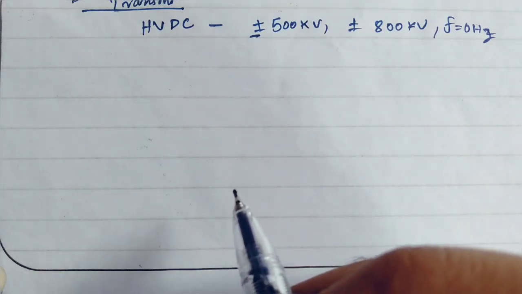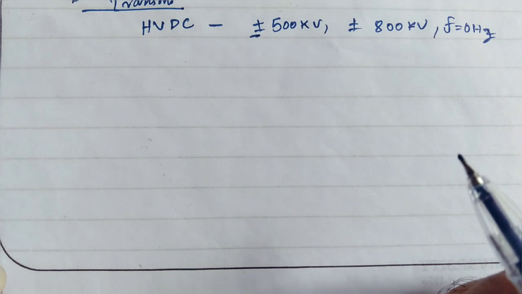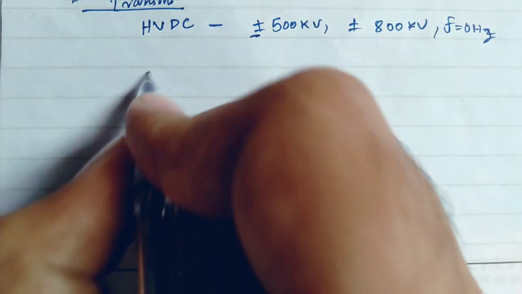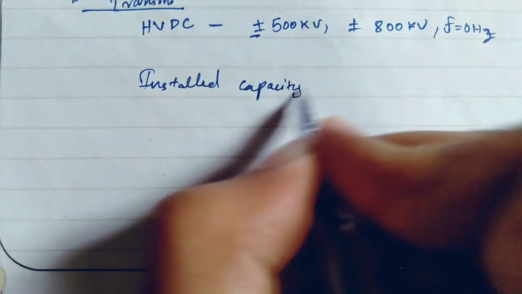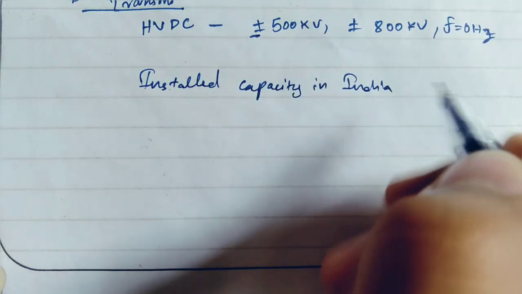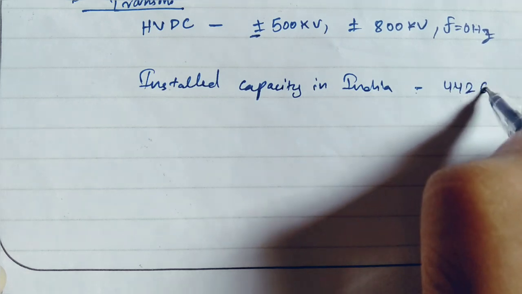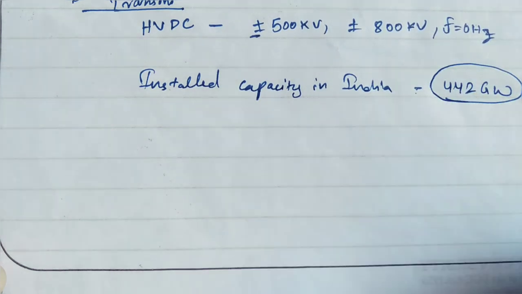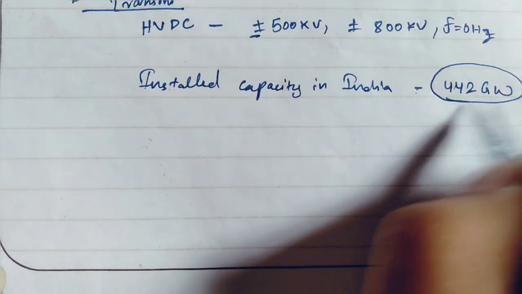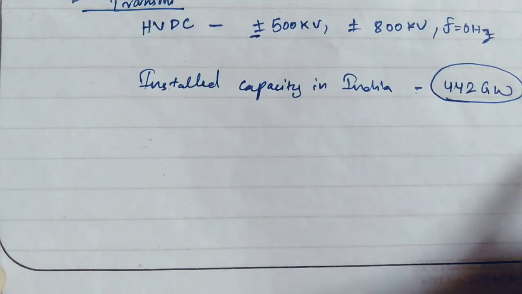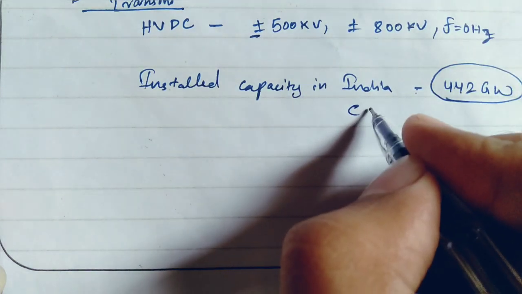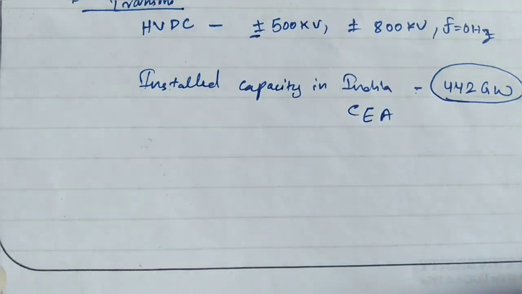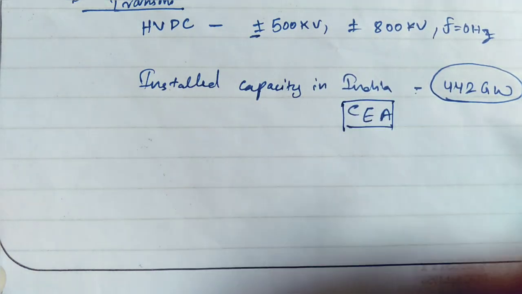And coming to the next one, that is the installed capacity in India. So the total installed capacity is 442 gigawatts. This number is very important for competitive exams. They do ask it, and even in interviews too. So please remember this 442 gigawatts. And the data, everything regarding this, can be found on the website of the Central Electricity Authority. So you can find the reports even.